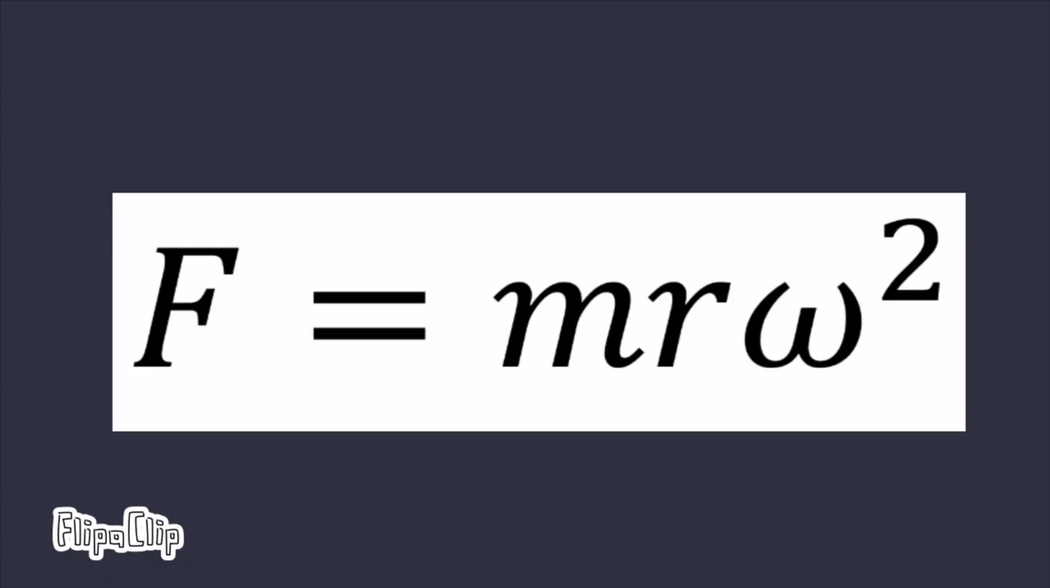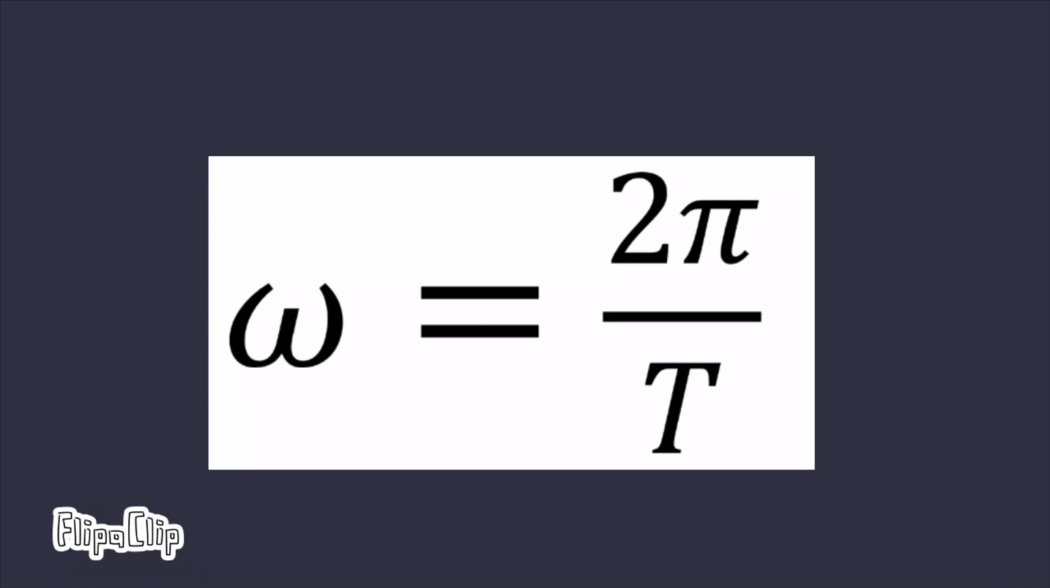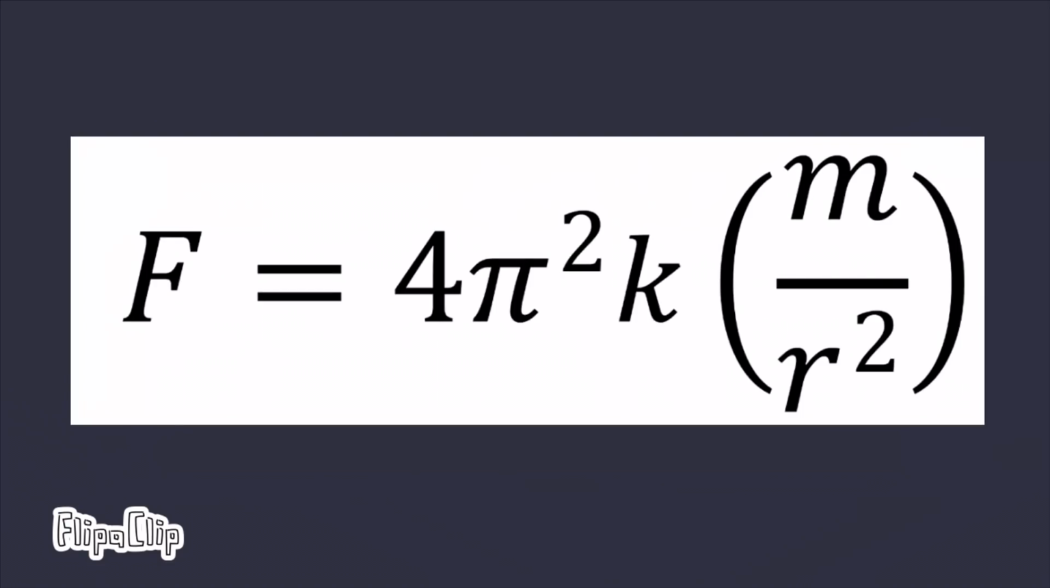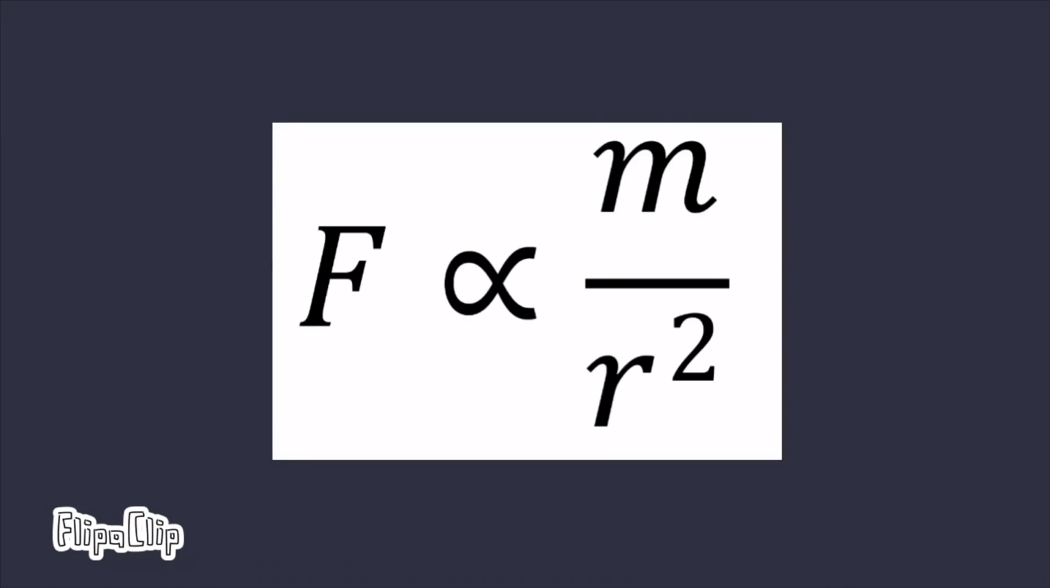Remember that we previously proved that F equals m R omega squared? By definition, omega is 2 pi over T. Combining those equations, we get that F equals 4 pi squared m r over T squared, which can be rewritten like this with 4 pi squared k as a constant. Hence proving that F is directly proportional to m over r squared.